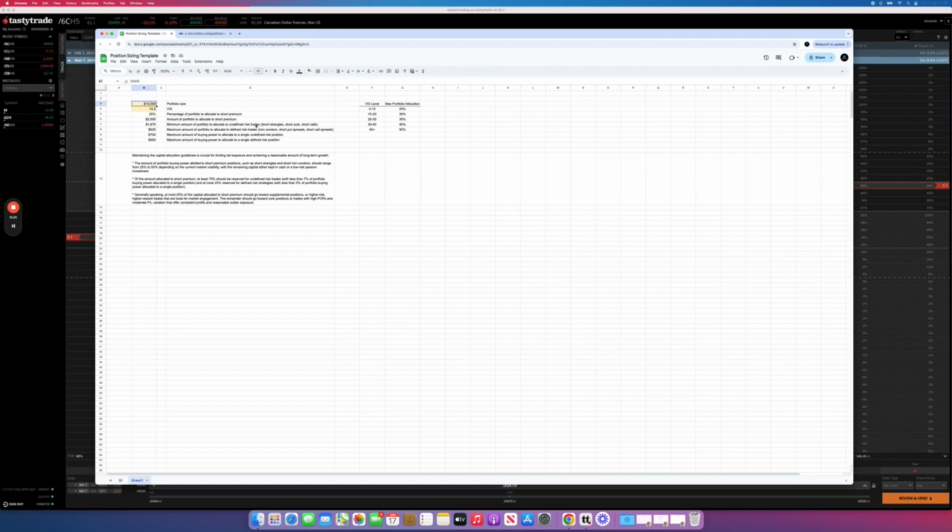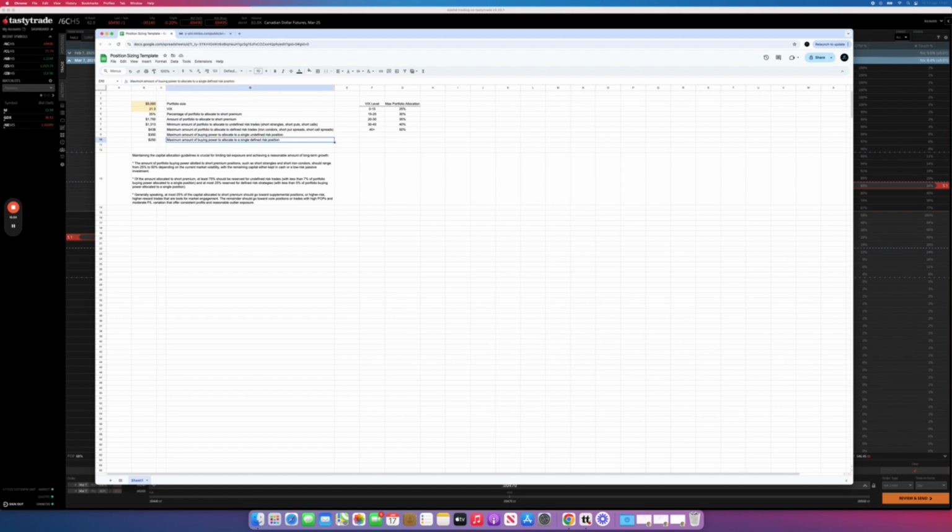And the way it works is you enter in the size of your portfolio. So say if your portfolio is $5,000, you then enter in whatever the current VIX level is. So say if it's 21.3, and then everything will be automatically calculated for you. Now, this will tell you the maximum amount of buying power to allocate to a single defined risk position, undefined risk position, how much of your portfolio you should be allocating to short premium strategies in general. And as long as you follow this, you'll be absolutely fine.